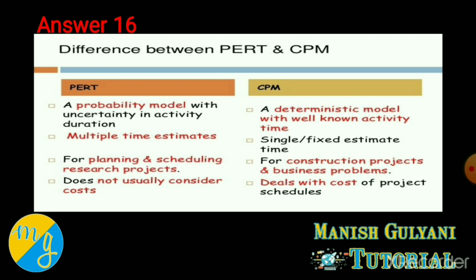And PERT is a probabilistic model. Why is it called a probabilistic model? Reason being, under PERT, whatever assumption you make related to time and cost, that is totally based on uncertainty. Reason being, it is always used for new projects. CPM is a deterministic model. Why is it called a deterministic model? Reason being, under CPM, whatever assumption you make related to time and cost, that is totally based on certainty. Reason being, it is always used for repetitive projects. So these are the basic difference points by which you can differentiate PERT and CPM.